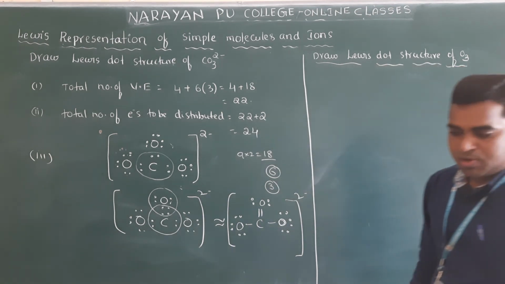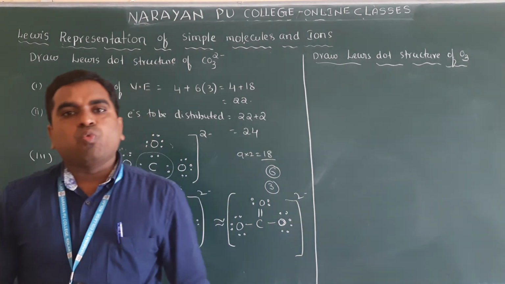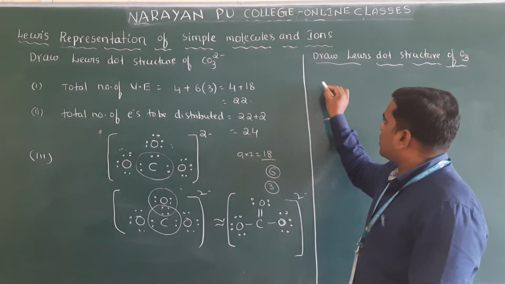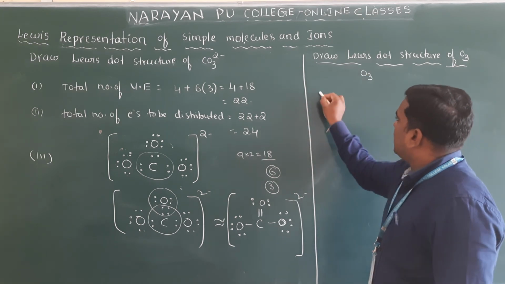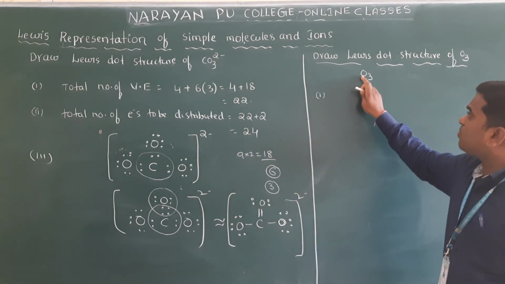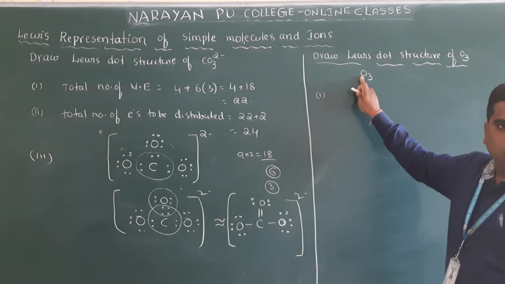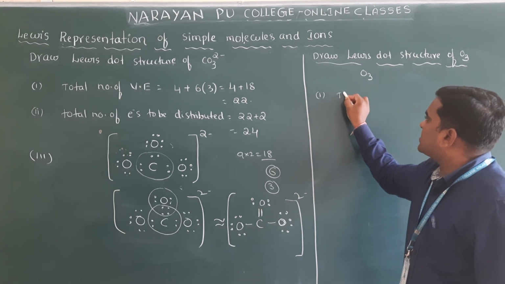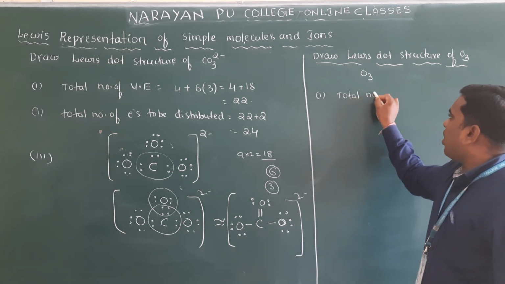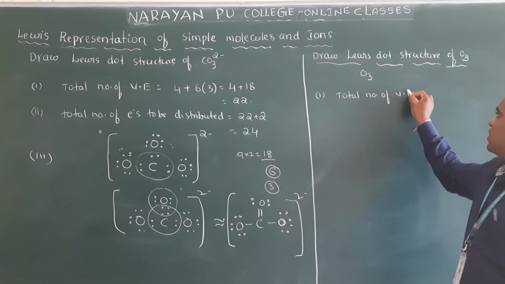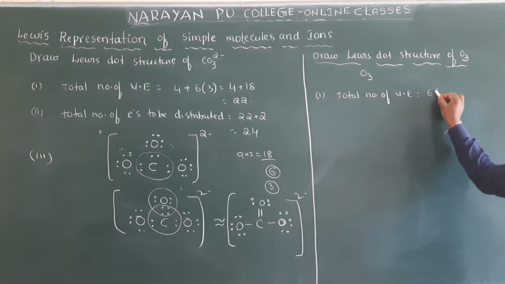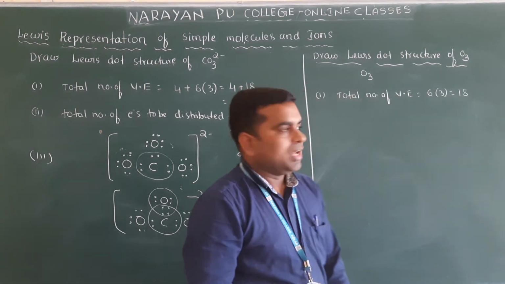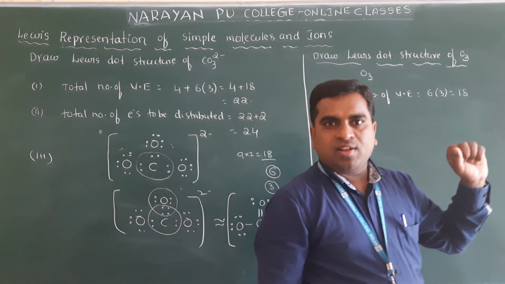So next one is draw the Lewis dot structure of ozone. What is the chemical formula of ozone? O3. Oxygen means O2, O3 means ozone. So first of all, write whether this molecule is neutral or charged. Neutral only, so the second step you need not write here. Clear? So how many total valence electrons are here? Oxygen 6, 6 into 3, total 18.